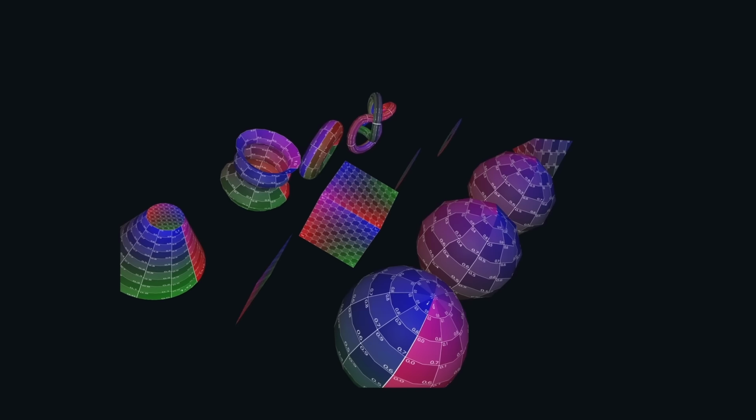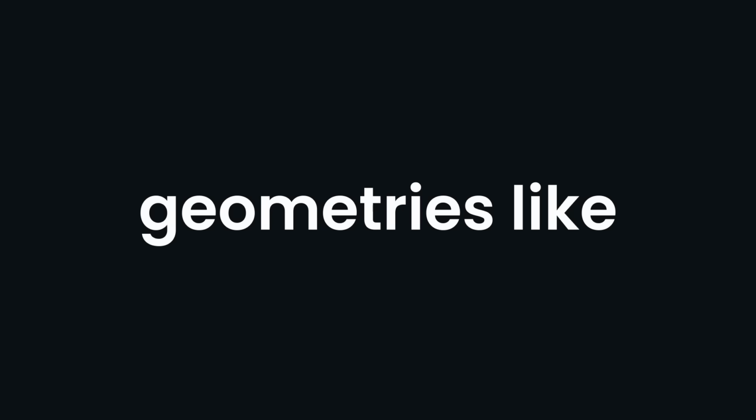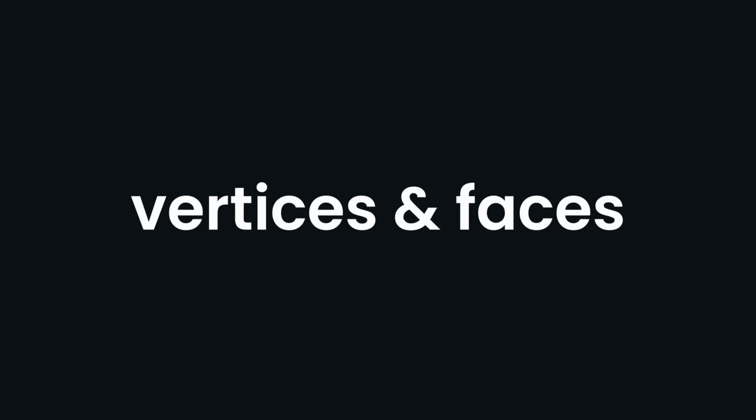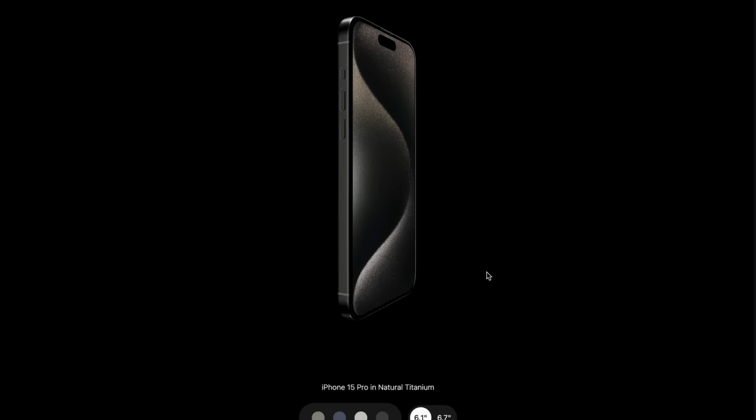Three.js thankfully provides a wide range of built-in geometries like box geometries, spheres, planes, cylinders, and more. You can also create custom geometries by defining their vertices and faces manually, which will later on allow us to see such a detailed 3D Apple iPhone model.